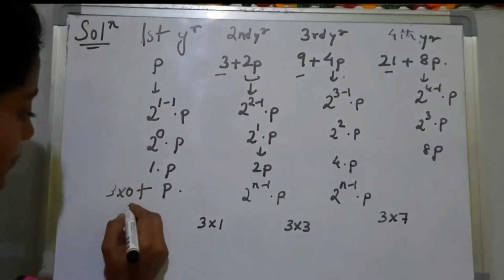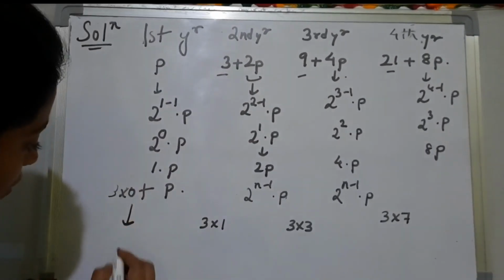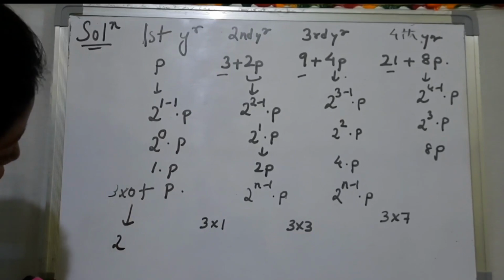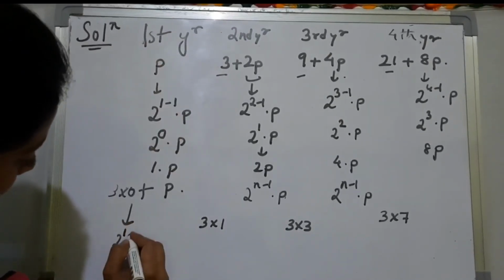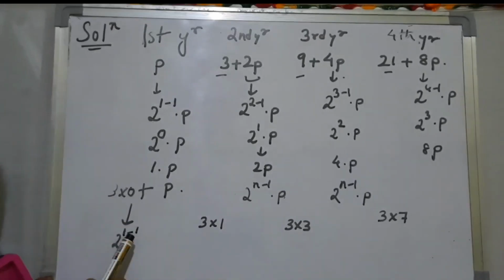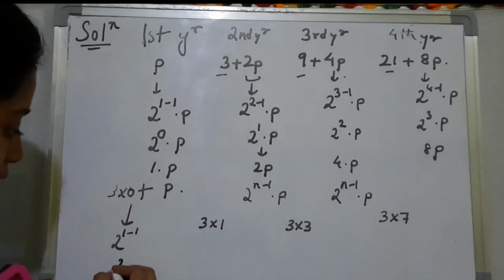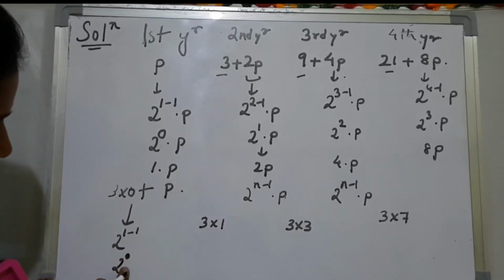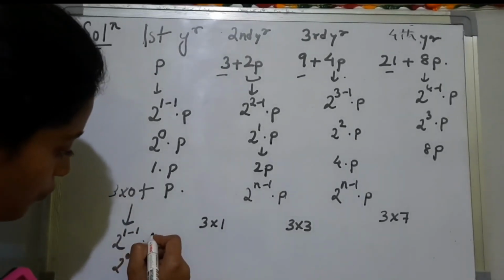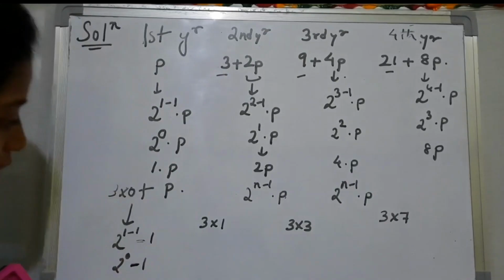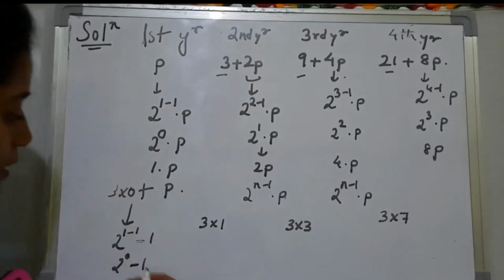Now for this 0, we can see the pattern followed here is 2 to the power first year minus 1. We will get 2 to the power 0. So 2 to the power 0 is ultimately 1. So we need here 0, so we can minus 1. So ultimately we will get 0.